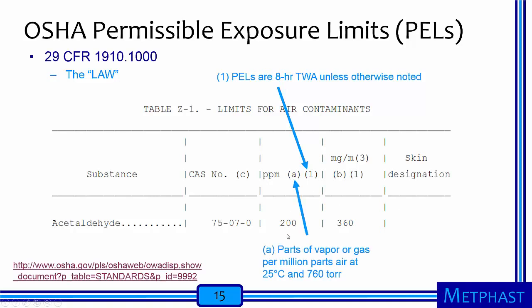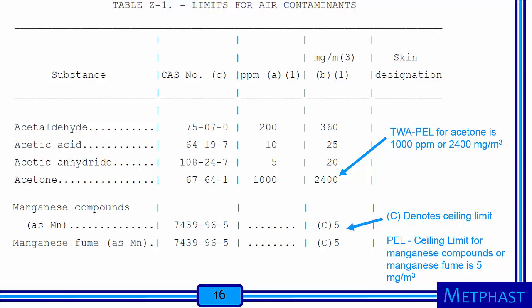The A means that this is parts of vapor or gas per million parts of air at a specific temperature, 25 degrees C, and 760 torr. B means that this is milligrams of substance per meter cubed of air. So how would I actually use this table?